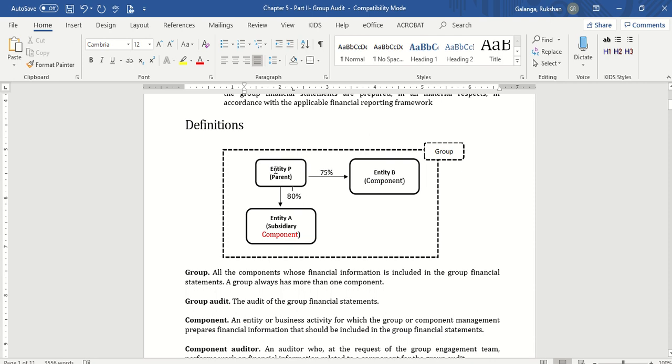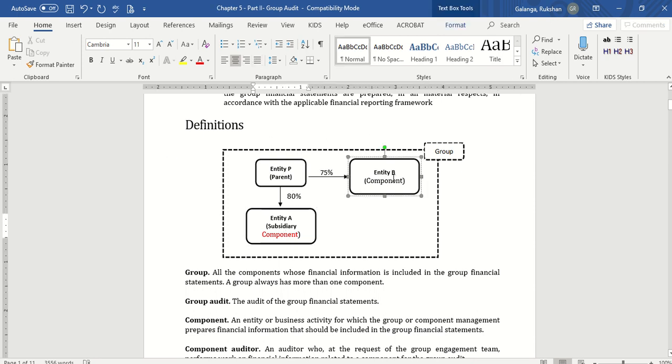Now, as I explained earlier, entity P has to prepare its own financial statements. Entity A and entity B are also required to prepare their own financial statements. These three individual companies are required to prepare their own financial statements, and they also need to do an audit. That's what we have discussed so far, right? How we have to plan an audit of an individual financial statement.